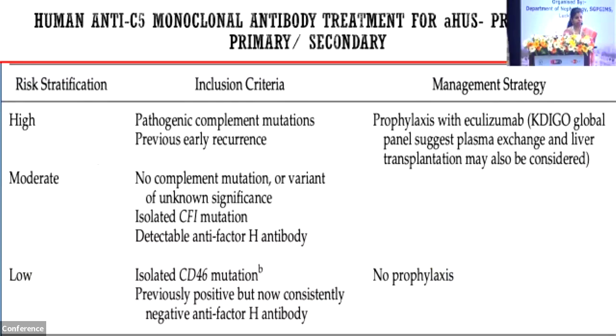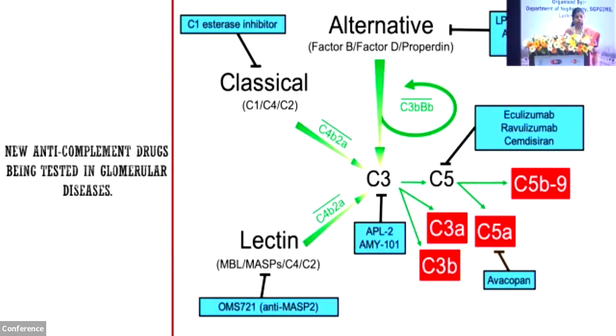Especially in secondary recurrences, there is a risk stratification from low, moderate, high. I'm not going too much into details of this because of the want of time. Other drugs are being evaluated in different phases of clinical trial. Some of the promising ones are avacopan, iptacopan, an anti-factor B drug, and cemdisiran.